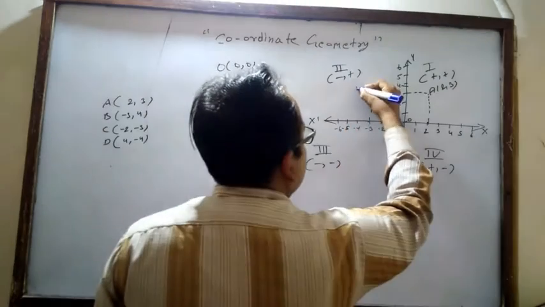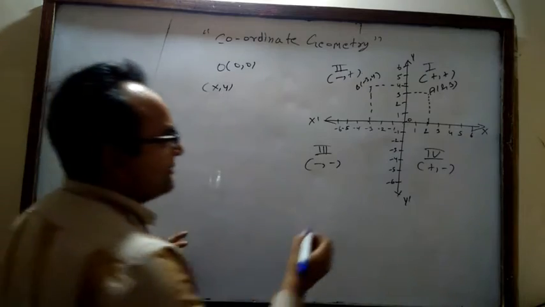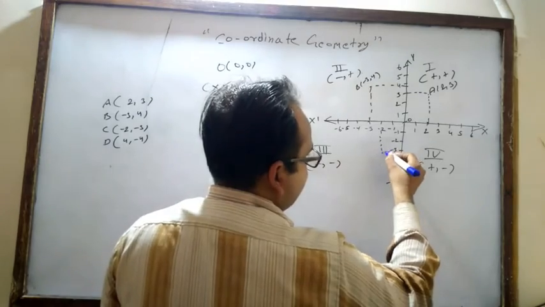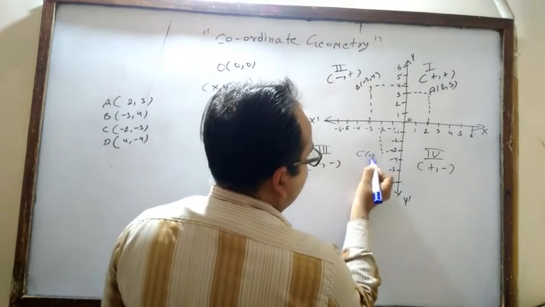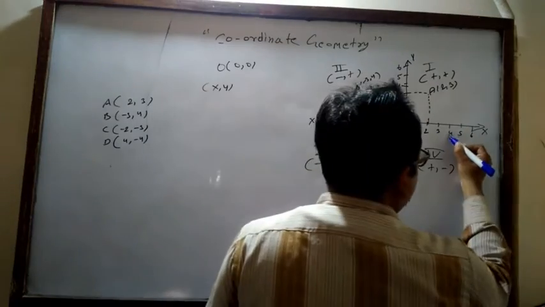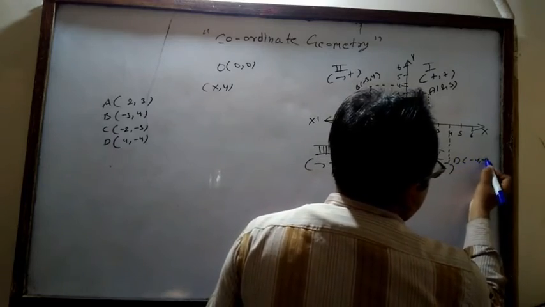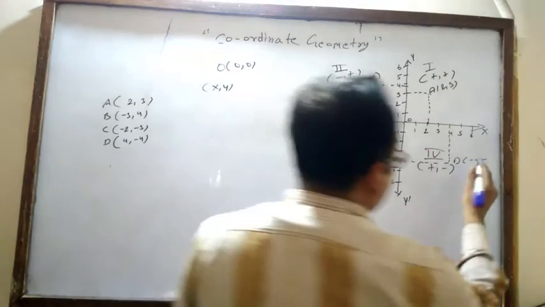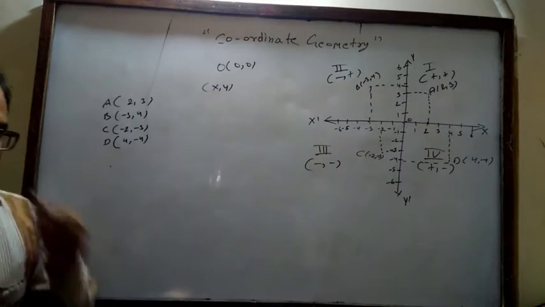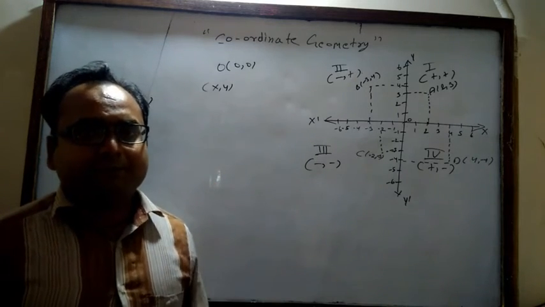And c is minus 2 comma minus 3, so x is minus 2 and y is minus 3. This is c. And d is 4 comma minus 4.